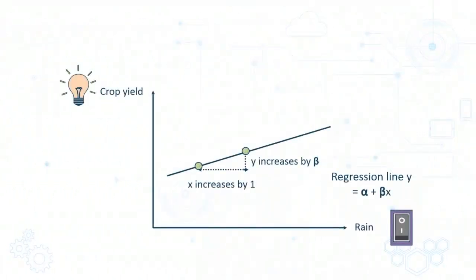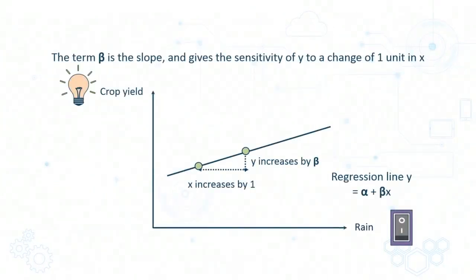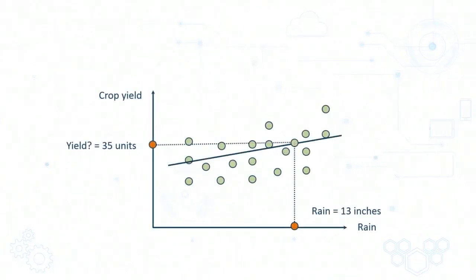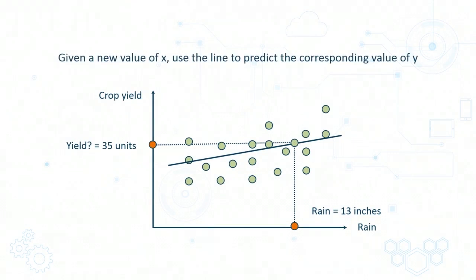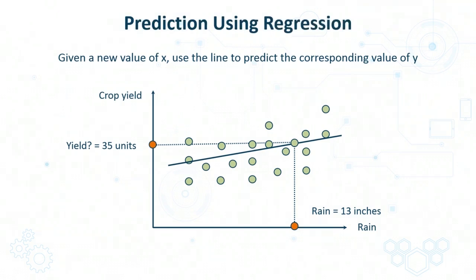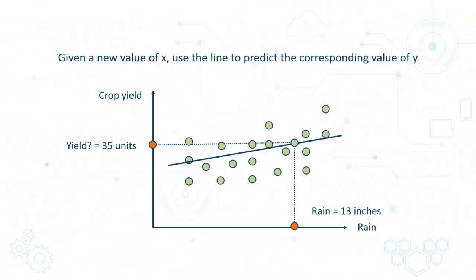And then there is the beta in the equation, which represents the slope of the line. This determines the sensitivity of the output, which is the crop yield, to the input, which is the quantity of rainfall. So when the input, the quantity of rainfall, increases by 1 unit, the output, the crop yield, increases by beta units. And of course, once we have this equation for the regression line, which is y equals alpha plus beta times x, we can use this in order to make predictions. So if the weather forecast predicts that for this region there will be 13 inches of rain in the season, then a farmer can estimate that their crop yield will be 35 metric tons and then plan accordingly.